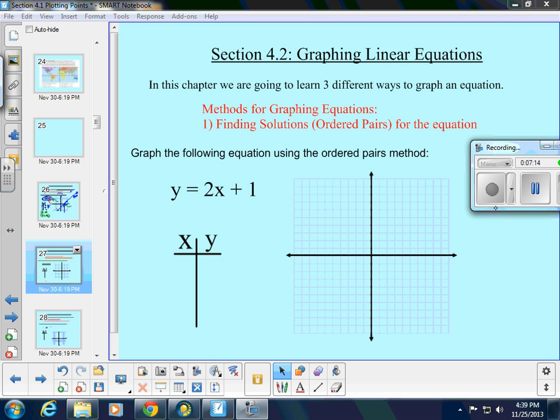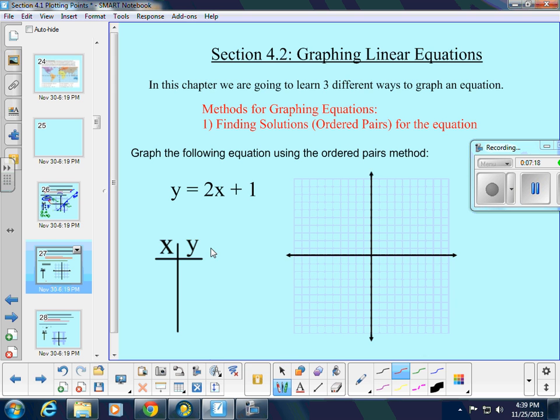Just showing another example here, y equals 2x plus 1. So again, we're going to graph this equation using this method. We're just going to find a few solutions, 3. We're going to find 3 solutions, 3 ordered pairs that work for this equation. And using those 3, I can draw a line that would show all the possible solutions.